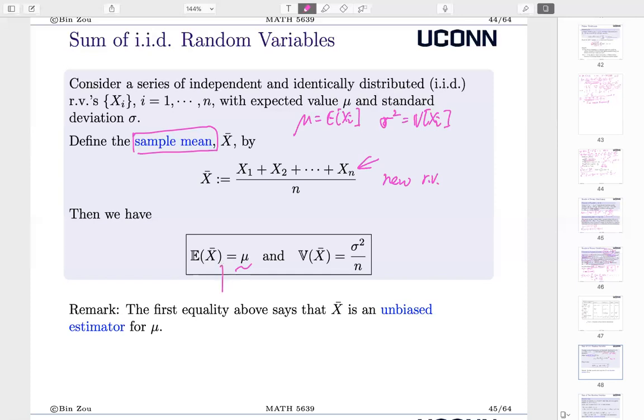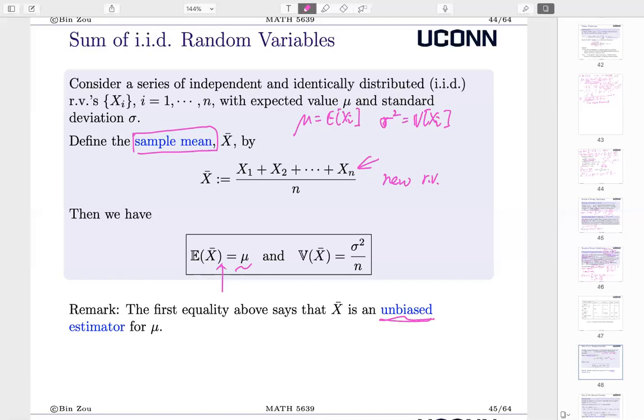This property, in much later chapter, we will call this unbiased because the mean of this estimator equals the parameter, right? So let's say in general, mu is some parameter, it's a constant, but in real life, we don't know the value of it. So here we have a nice property that the expectation of our estimator equals the parameter we are trying to estimate. So that's why we call this unbiased.